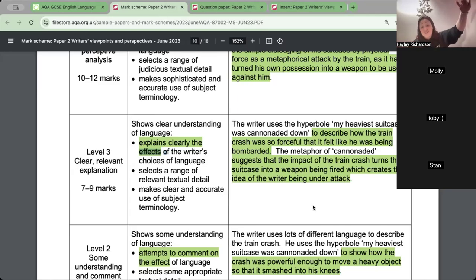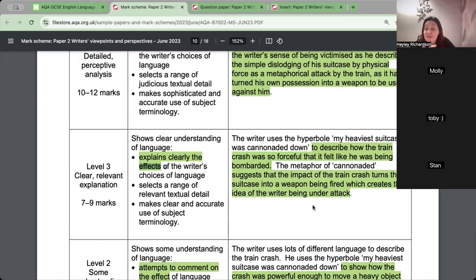His suitcase is just on top. It's fallen down because the train has crashed. But he's annoyed and he feels attacked and he's feeling irritable. And the writer is finding a way to present this character in this way by making the suitcase seem like it's the ammunition from an attack. Okay, and if someone feels attacked, they feel upset, defensive, angry.